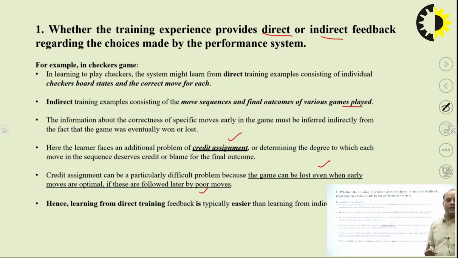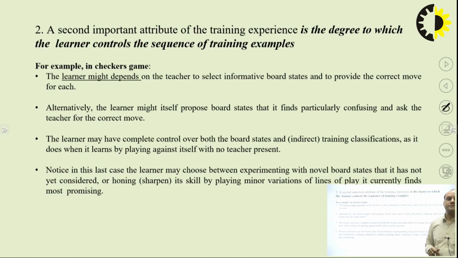So what we will do here is, for choosing the training experience, we learn from direct training feedback. We are taking direct training feedback for designing a learning system. Right. Now the second important key is the degree to which the learner controls the sequence of training examples.